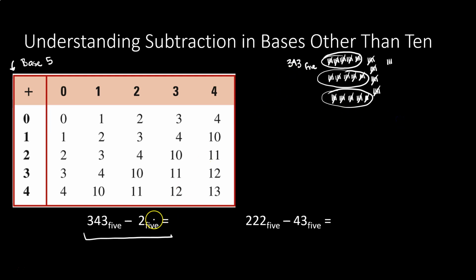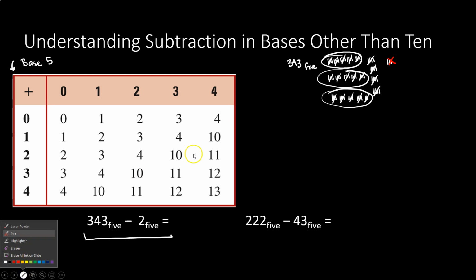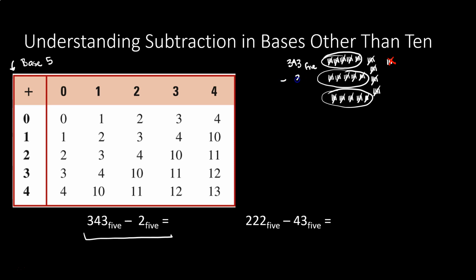I want to subtract 2 units. So for that problem, all I would do is take 2 of the single units away, and I would be done. So I would just cross off 2 of those. It wouldn't change any of the place values above that. It just changes the ones place. I still have 3 of the 5 groups of 5, I still have 4 of the groups of 5, and then I have 1 single. So my answer would be 3, 4, 1, base 5.